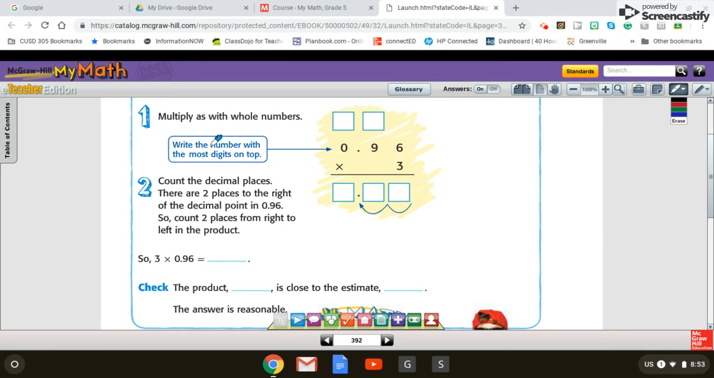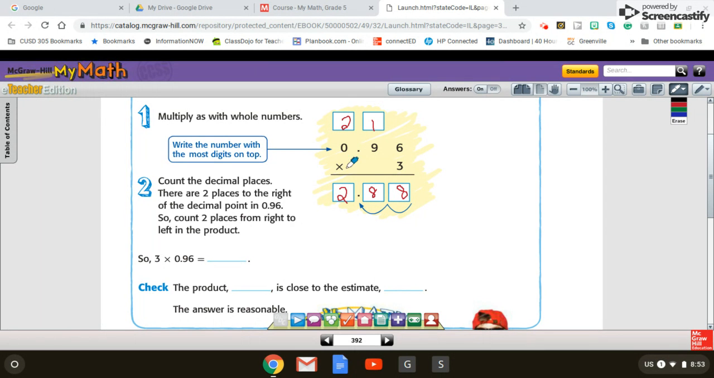Okay, so you're going to write the number with the most digits on top, and then you're going to multiply it. 6 times 3 is 18. Carry that 1. 3 times 9 is 27, plus the 1 is 28. Carry that 2 over, but there's nothing. 3 times 0 is 0, plus a 2 is a 2.